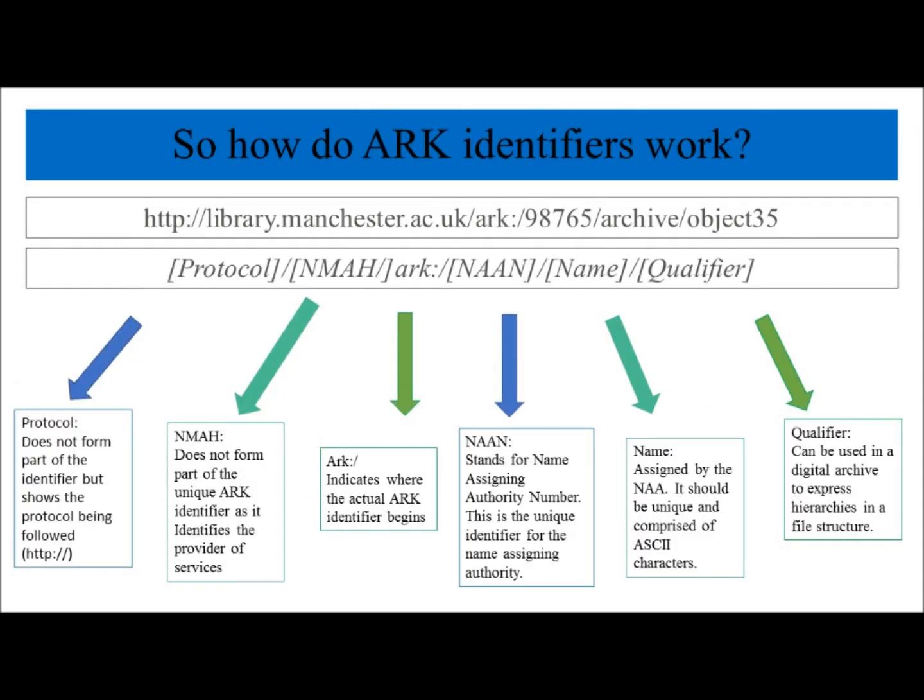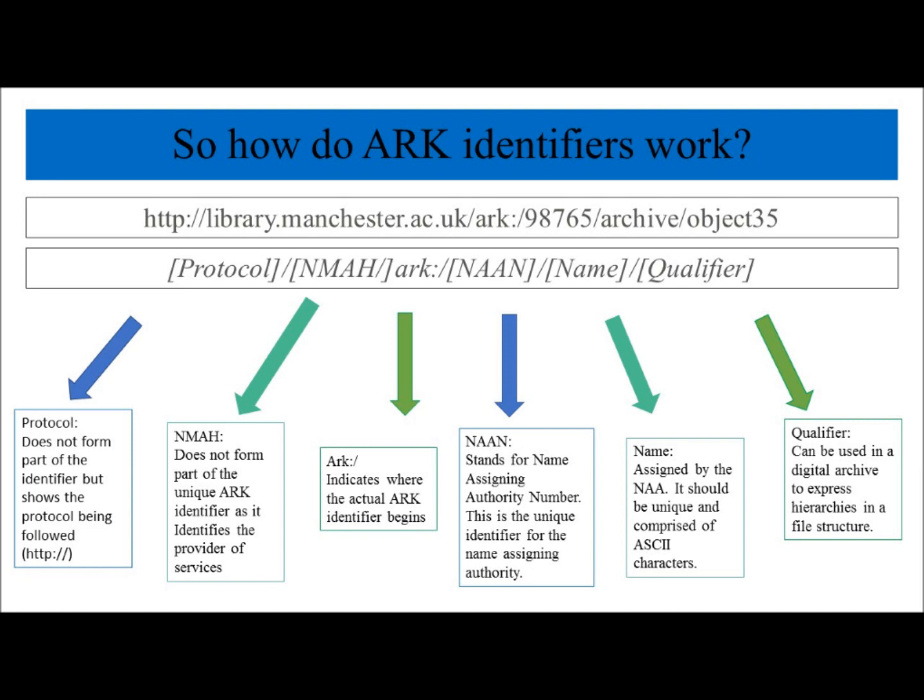In order to assign archival resource keys, an institution must become a Name Assigning Authority, or NAA, under the scheme. Each NAA is associated with one or more Name Mapping Authority host ports, or NMAH, which provide services for the digital objects being identified under the scheme. These essentially act as temporary addresses where the ARK requests are directed in order to make the ARKs actionable.